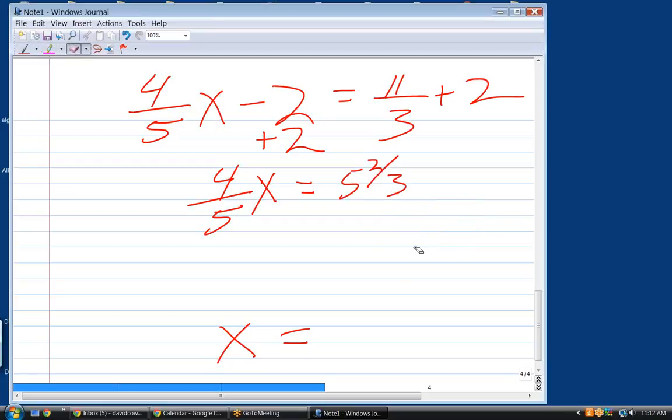For starters, turns out that's not the best thing to do, but you'll see why in a second. Now, how do I get x? I got 4/5 x. Simplify it. What's the next step? What do I have to do to get rid of the 4/5? Remember, this is my goal down here. I'm aiming to get x all by itself.